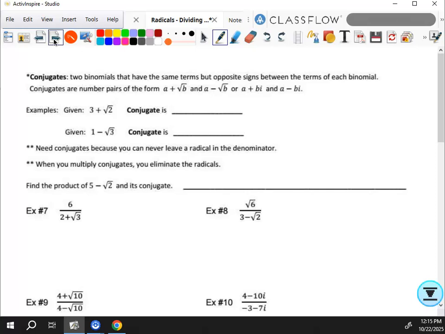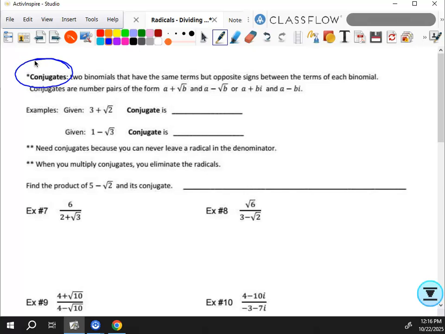Okay, so let's talk about what happens when your denominator has 2 terms. So we've been simplifying or rationalizing ones where it's just the square root of 3 in the denominator. If you have plus or minus, you have more than one term, there's a different rule. We have to use what are called conjugates. This is introduced to you in Algebra 2 for the first time.